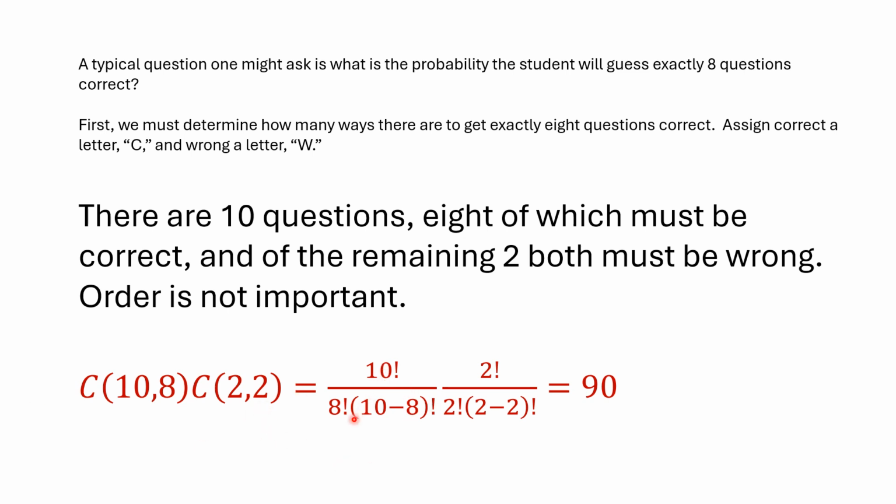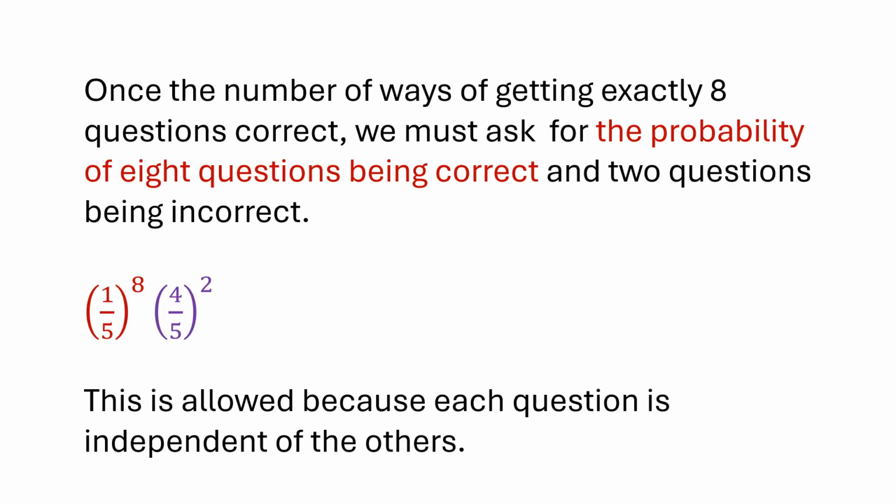So it's 10 factorial over 8 factorial, (10 minus 8) factorial for the first combination, and 2 factorial over 2 factorial, which cancel, times (2 minus 2), or 0 factorial, which is a form of 1. So this whole factor is 1. So that equals 90. That's the number of ways of getting exactly 8 questions correct. We must ask for the probability of 8 questions being correct and 2 questions being incorrect.